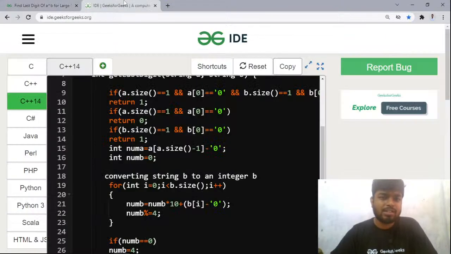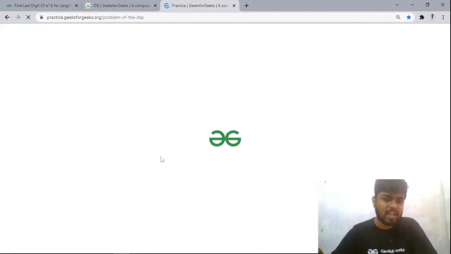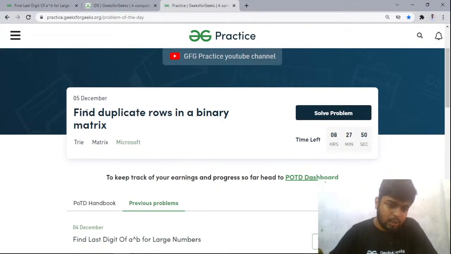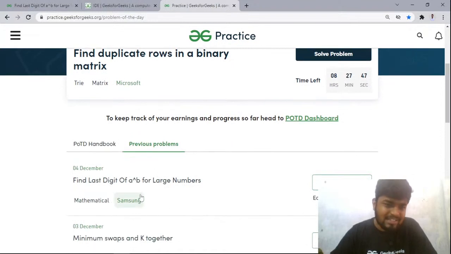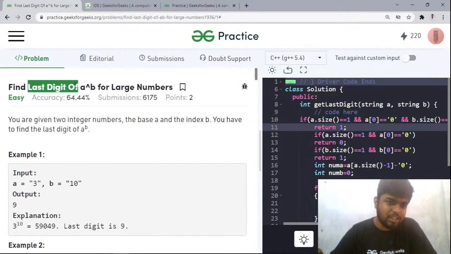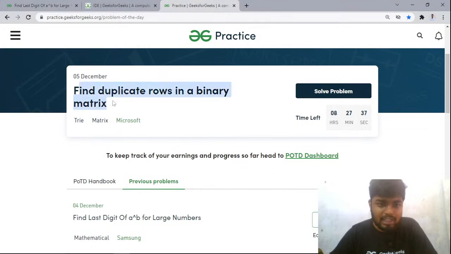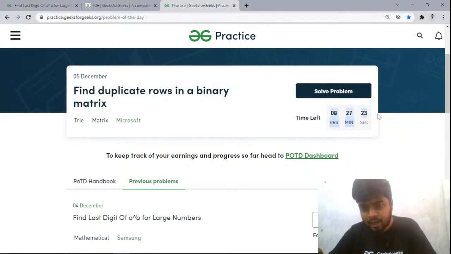Always try to solve the problem of the day each and every day. This problem that we discussed, last digit of a to the power b, was asked in a company like Samsung. Today the problem of the day will be find duplicate rows in binary matrix, and this problem has been asked previously in a company like Microsoft. So make sure to solve this problem of the day today. There are 8 hours remaining for this problem.